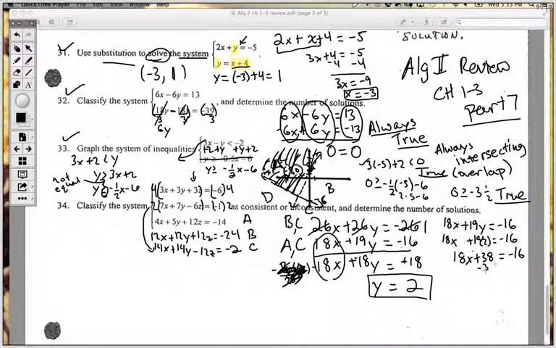Let's go ahead and subtract 38 from both sides. And that would give me negative 54 equals 18x. And what do you know? 18 does go in evenly into 54. So 18 over 18 is 1. That means x equals negative 3.